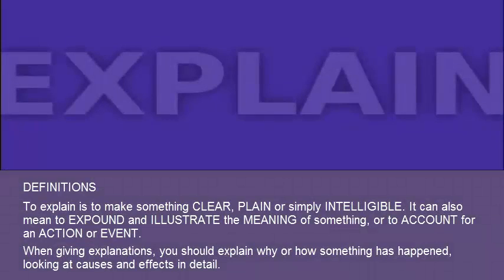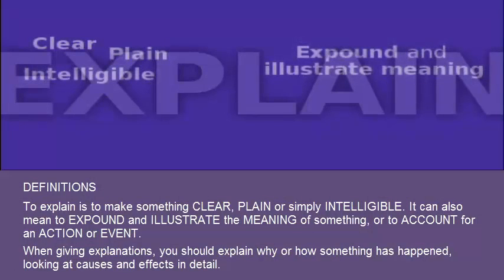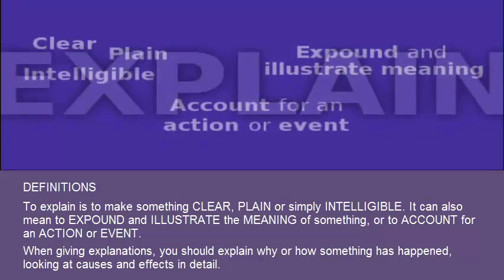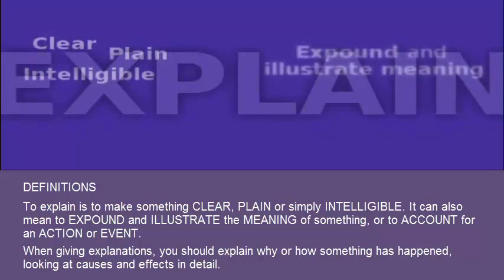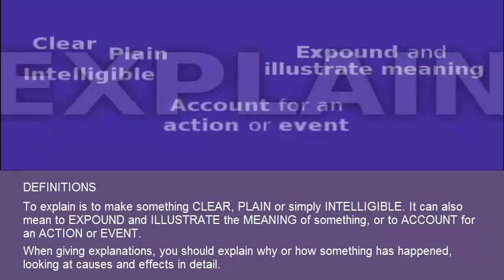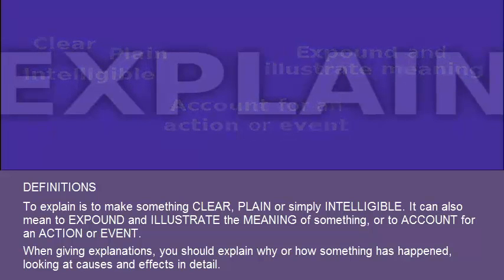Definitions. To explain is to make something clear, plain, or simply intelligible. It can also mean to expound and illustrate the meaning of something, or to account for an action or event. When giving explanations, you should explain why or how something has happened, looking at causes and effects in detail.